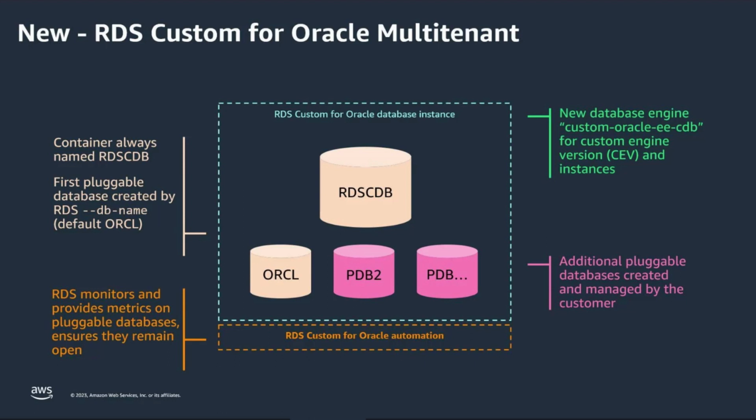With RDS Custom for Oracle Multi-Tenant, you can create up to 252 user-created PDBs in a single instance. With support for Oracle Multi-Tenant, you can now run Oracle e-Business Suite versions 12.1 and 12.2 against an Amazon RDS Custom 19C database instance with a single PDB. Let's look at some other notable features for RDS Custom for Oracle.